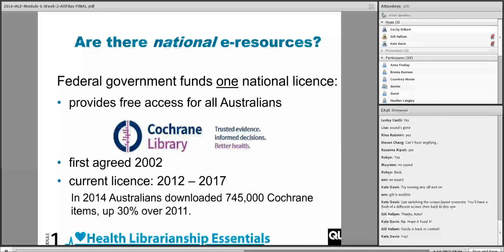Australians are the highest per head users of the Cochrane Library in the world. So you can see in 2014 we downloaded nearly 750,000 articles from the Cochrane Library, and that raced up 30% over just the usage from a few years prior. So it's an extremely valuable resource, and perhaps national provision is the way to go for some things which are hands-down winners.